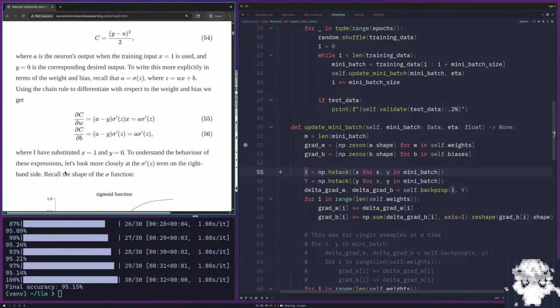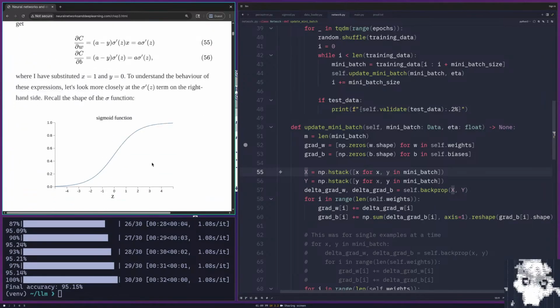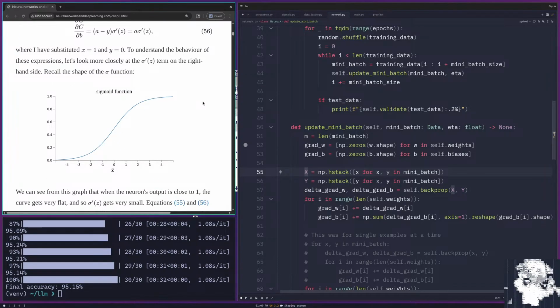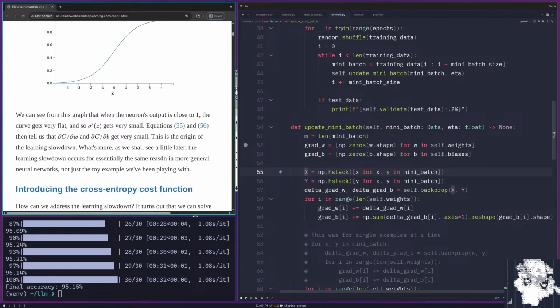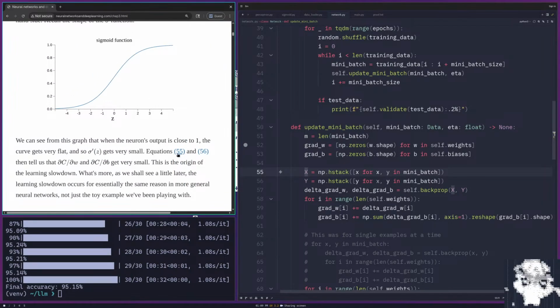To understand the behavior of these expressions, let's look more closely at the sigmoid prime of z term on the right-hand side. Recall the shape of the sigmoid function. We can see from the graph that when the neuron's output is close to 1, the curve gets very flat, and so sigmoid prime of z gets very small. Equations 55 and 56 then tell us that the derivatives of C with respect to w and b get very small. This is the origin of the learning slowdown.